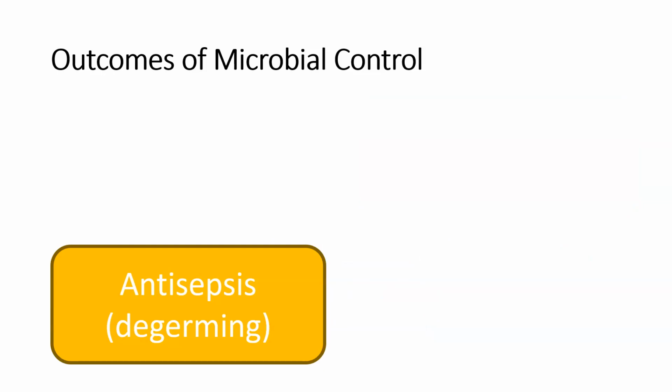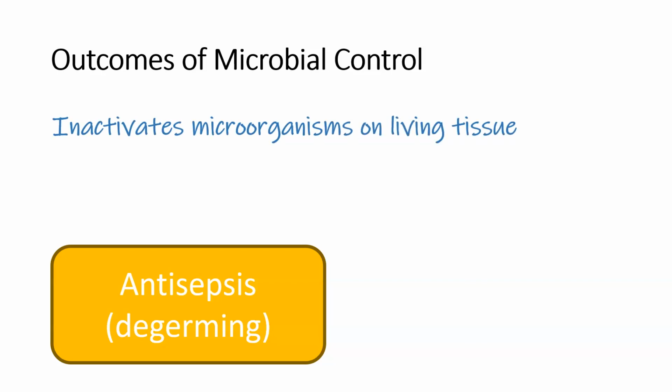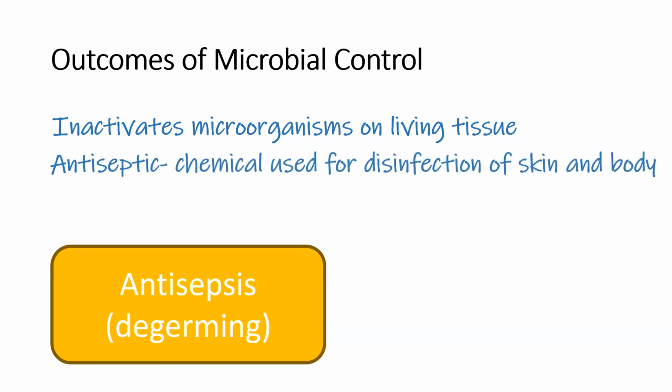Antisepsis is like disinfection, but it is specifically referring to the inactivation of microorganisms on living tissue. The act of wiping the skin with an alcohol pad before an injection is antisepsis. It can also be called degerming. An antiseptic is a chemical used to disinfect human tissue. Antiseptics must be carefully evaluated for safety before they are put to use.